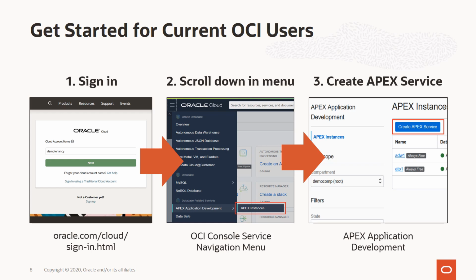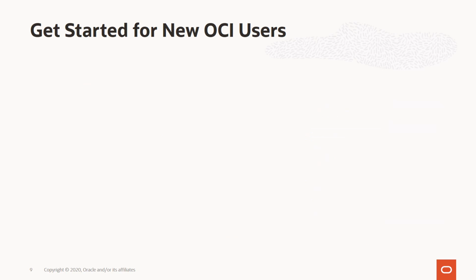If your company currently uses OCI but someone else owns creating and managing OCI resources, then contact that person and request they create an instance for you. Ask them to forward the welcome email message that contains links to your new Apex service.